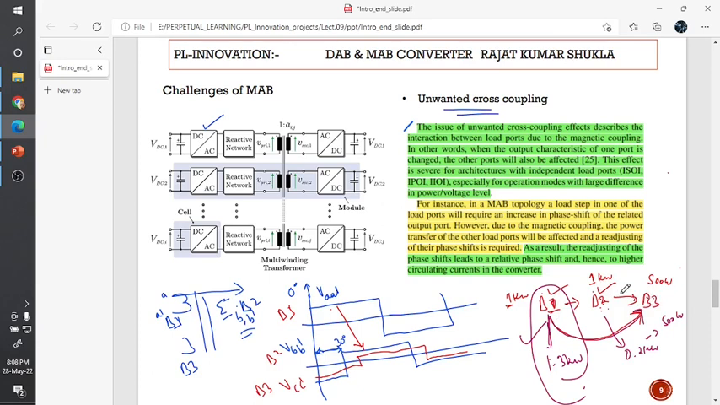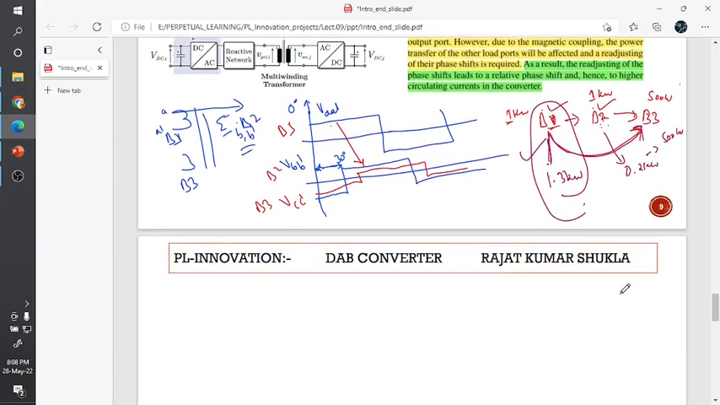How we can avoid it, and what are the other features? You can read this paper, or you can see the literature. There are so many things available.